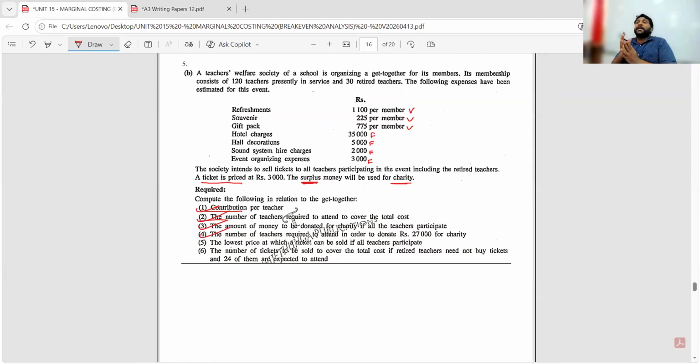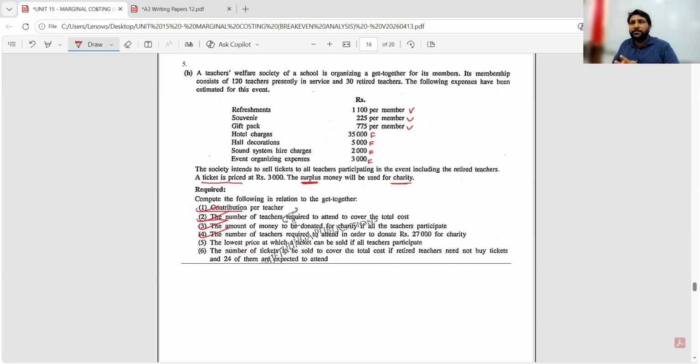Now you need to understand the question well. What is the lowest price that you can charge if all the teachers participate? People, understand first. Whatever the price that we charge, we can't make losses. Yes or no? Fundamentally, we should make zero profit or zero loss. So what are they asking here? For you to have a zero profit, your selling price, to what extent can it reduce?